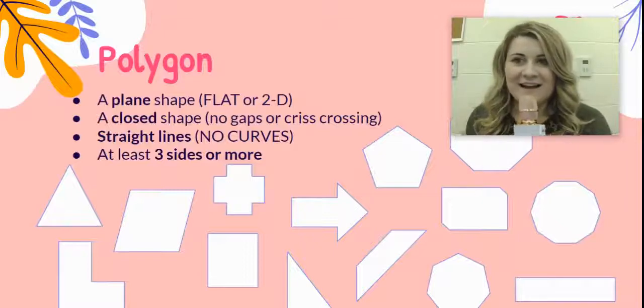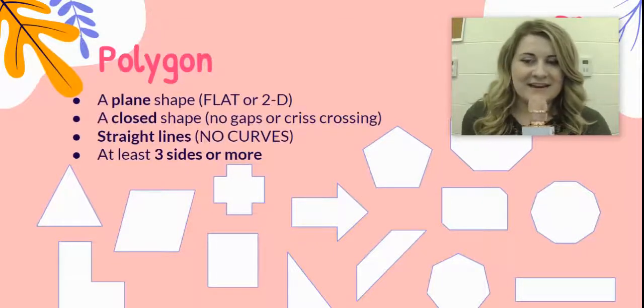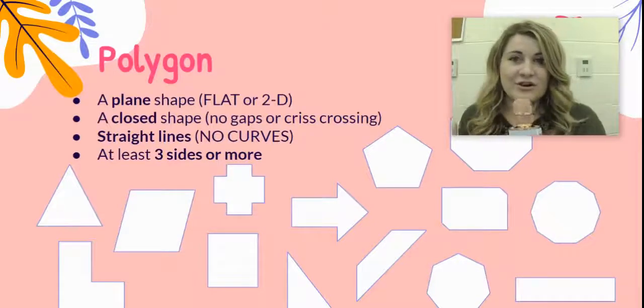A polygon is a shape whose lines connect. The number of sides tells us the name of the shapes.